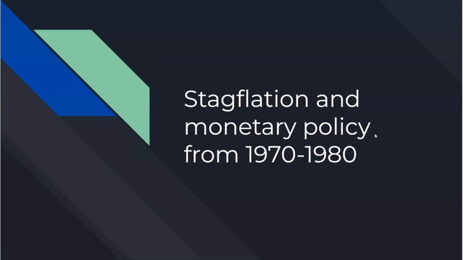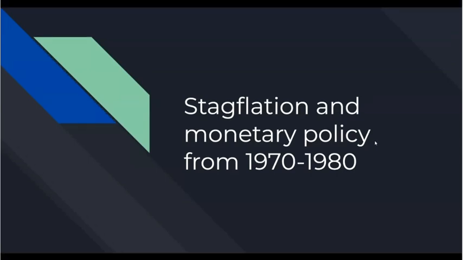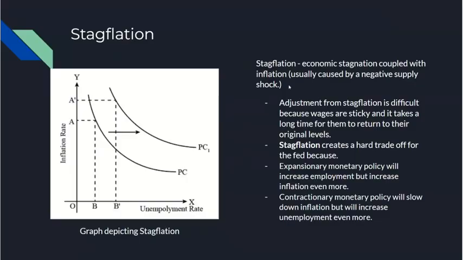Hello, this is a review over stagflation and monetary policy from 1970 to 1980. Stagflation is when economic stagnation is coupled with inflation, which is usually caused by a negative supply shock.